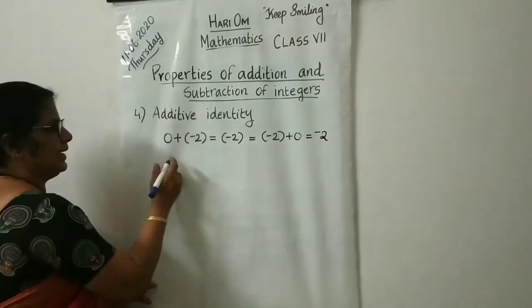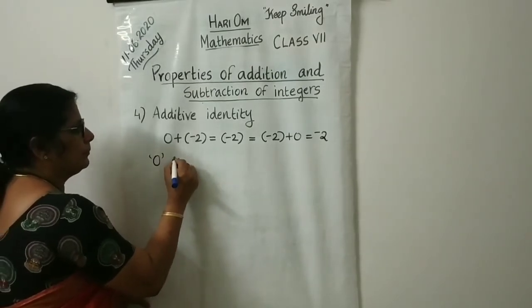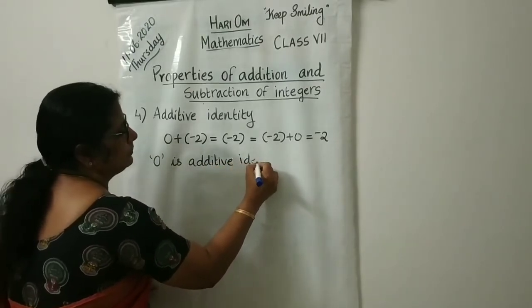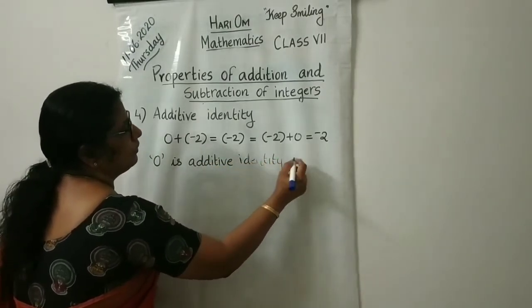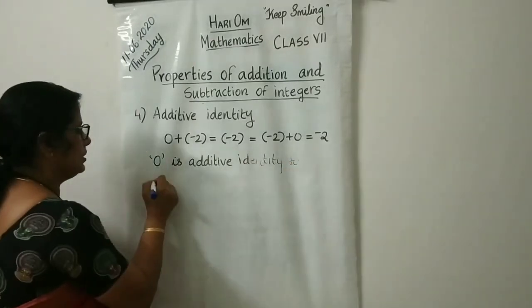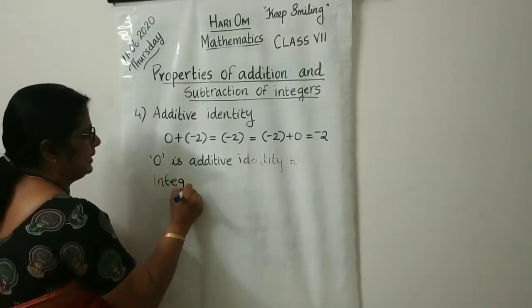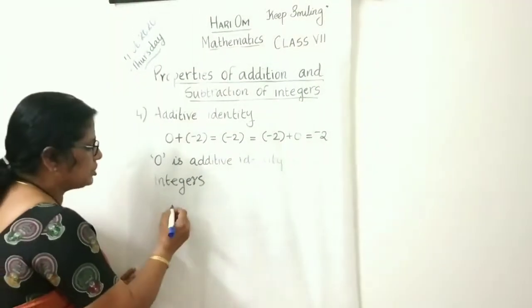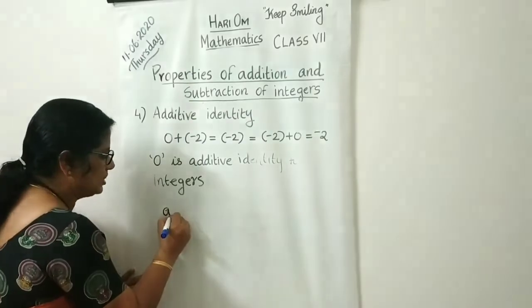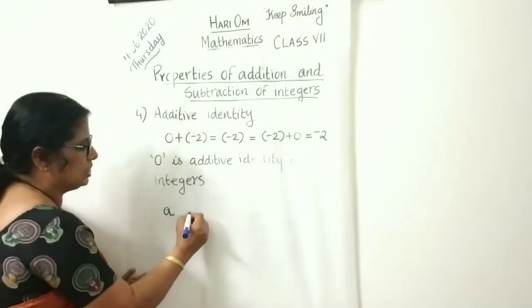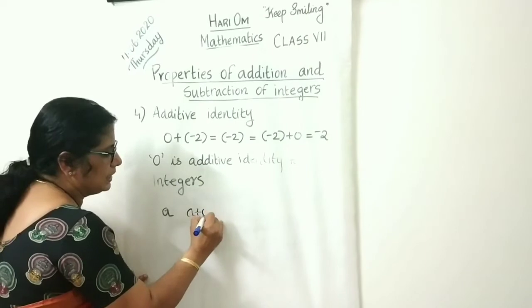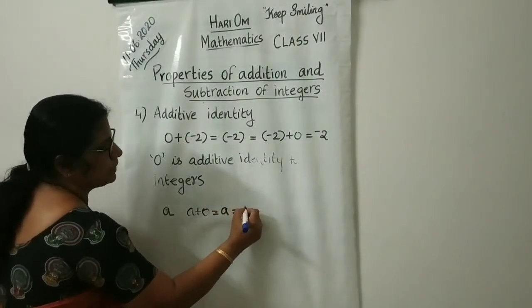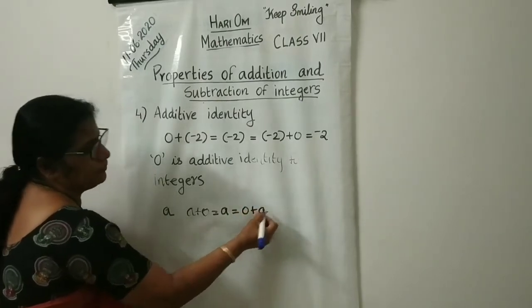So we can say that 0 is the additive identity for integers. In general, if A is any integer, A plus 0 is equal to A, equal to 0 plus A.